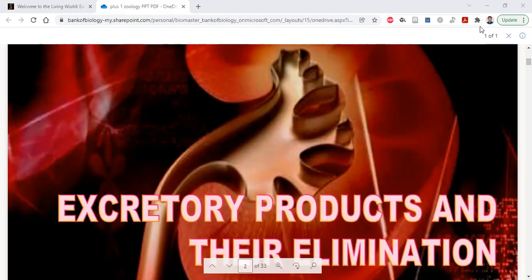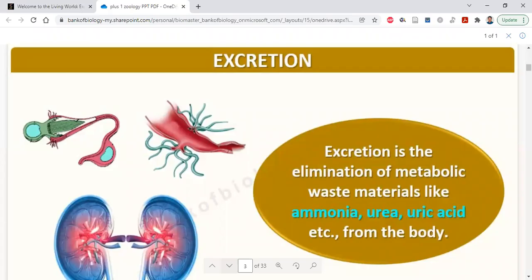This is the excretory products and their elimination. In this chapter, you are going to study how the excretory products are eliminated from our body. Animals usually accumulate ammonia, urea, uric acid, carbon dioxide, water, and ions like phosphates, sulfates, potassium, sodium, like that.